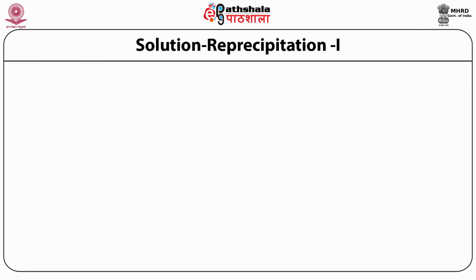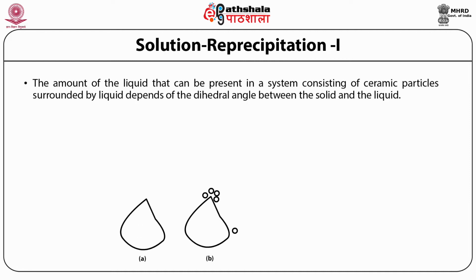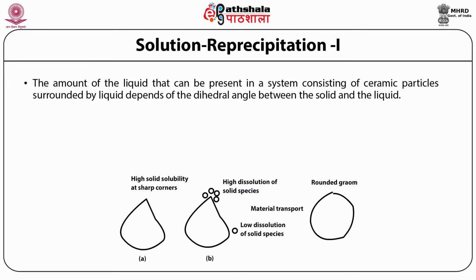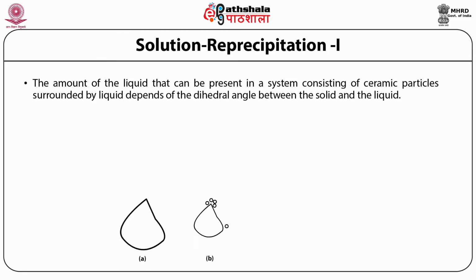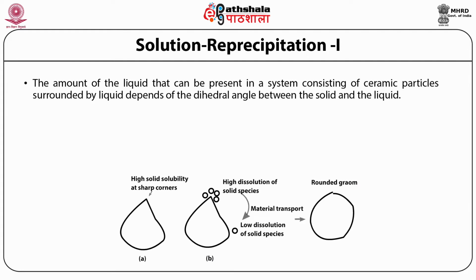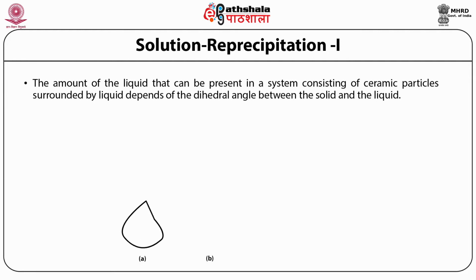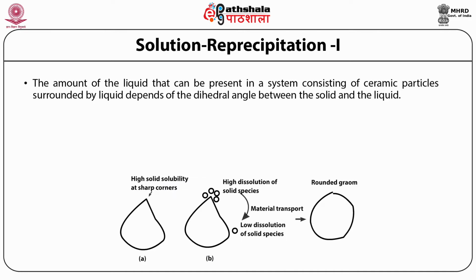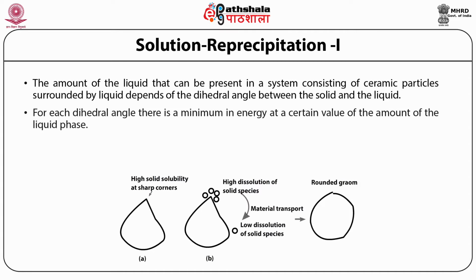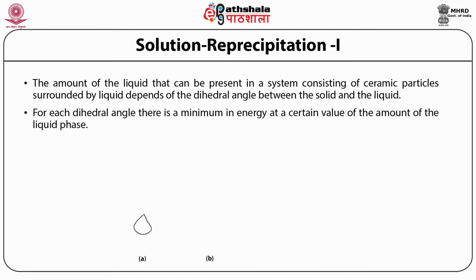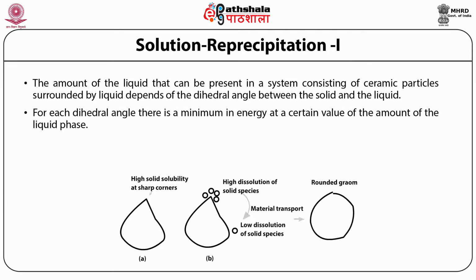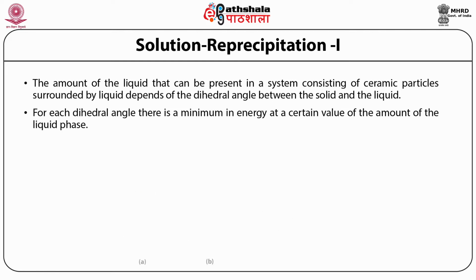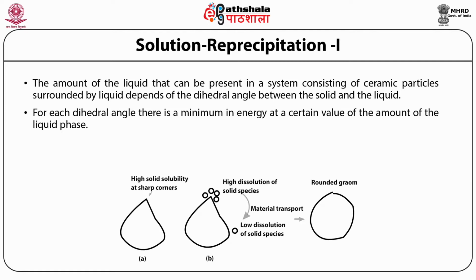So in continuation with the previous slide, the amount of liquid that can be present in a system consisting of ceramic particles surrounded by liquid depends on the dihedral angle between solid and liquid. This figure shows the result of the calculation of the energy of the system as a function of volume fraction of the liquid for different dihedral angles. For each dihedral angle, there is a minimum in energy at a certain value of the amount of liquid phase. These values of the liquid phase versus dihedral angle at minimum of energy are also plotted in figure B.